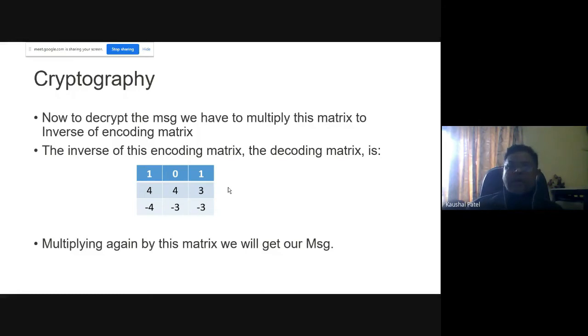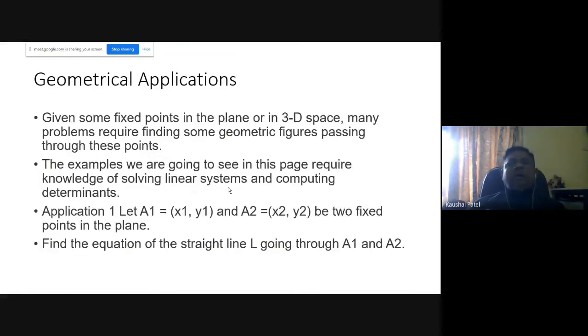So this is how cryptography works in linear algebra. Now the next application is geometrical applications. Given some fixed points in a plane or in 3D space, many problems require finding some geometric figure passing through these points.